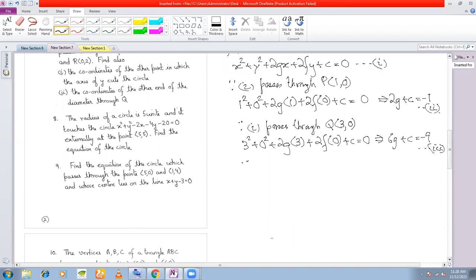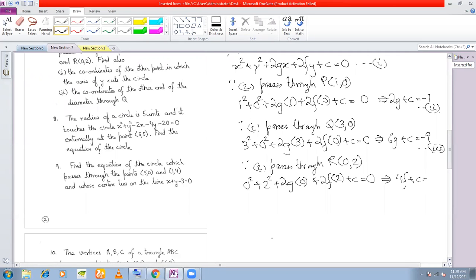Also, it passes through R. The coordinates of R given here are 0, 2. So put x is equal to 0 and y is equal to 2 in 1. So you get 0 square plus 2 square plus 2g into 0 plus 2f into 2 plus c is equal to 0. So you get 4f plus c is equal to minus 4. Call this 4.